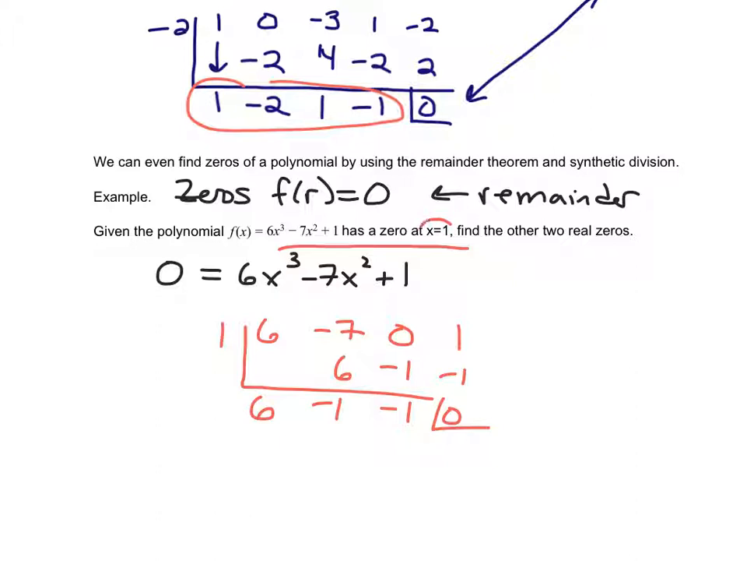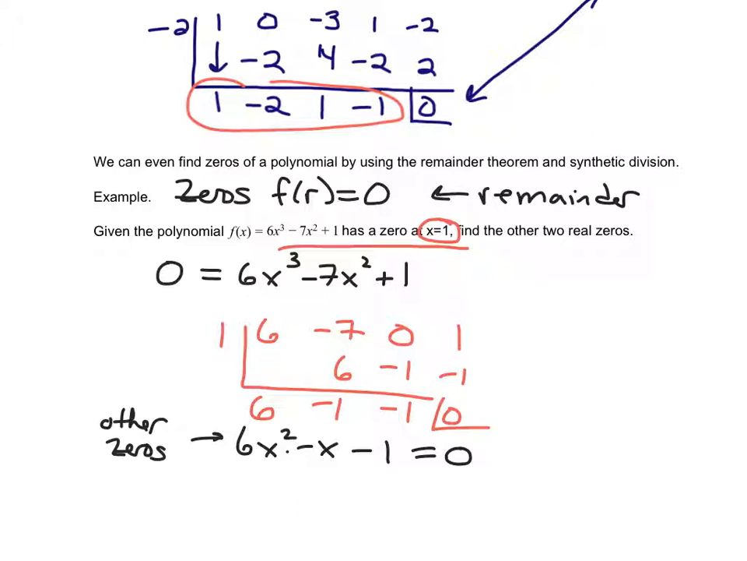So we know 1, 0 is 1, and now I get this remaining polynomial, which is 6x squared minus x minus 1. So if I want to know what the zeros of this polynomial are, I can simply set this equal to 0 as well. So I knew 1, I divided it out, and this polynomial here will contain my other zeros. This contains other zeros if they exist. This could have no zeros that are real, but it might.